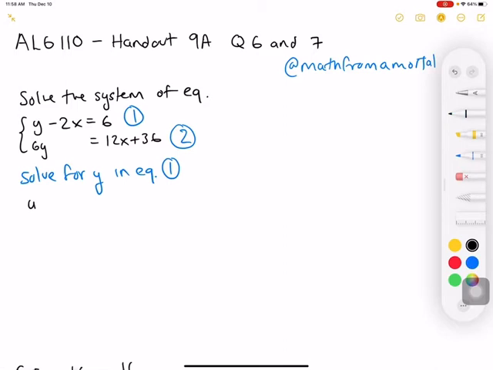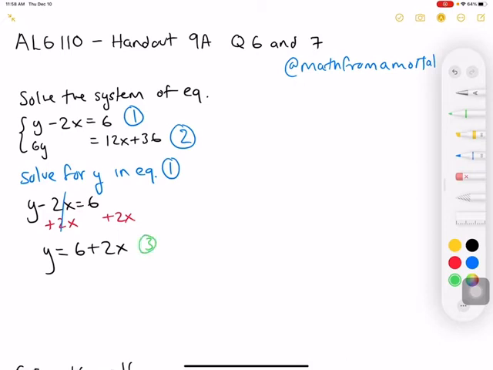Okay, so equation 1, that's y minus 2x equals 6. And what I'm going to do here is send the 2x to the right side of the equation. That way those two x's cancel out. The result is y equals 6 plus 2x. I'm not combining like terms because I don't have any other like terms in there. Okay, so I solved for y in the first equation. I'm going to call this equation 3. Okay, that's a new equation.